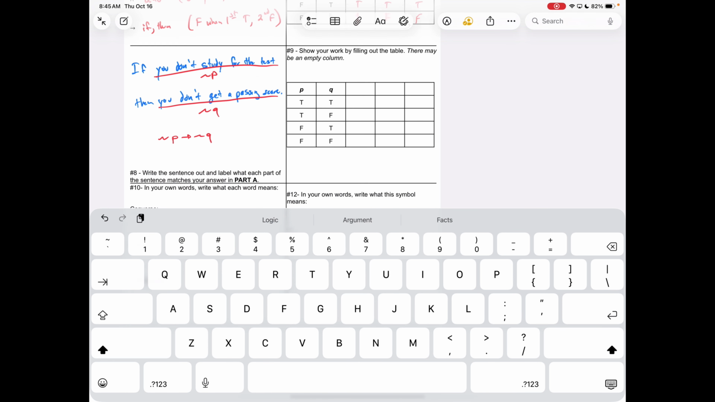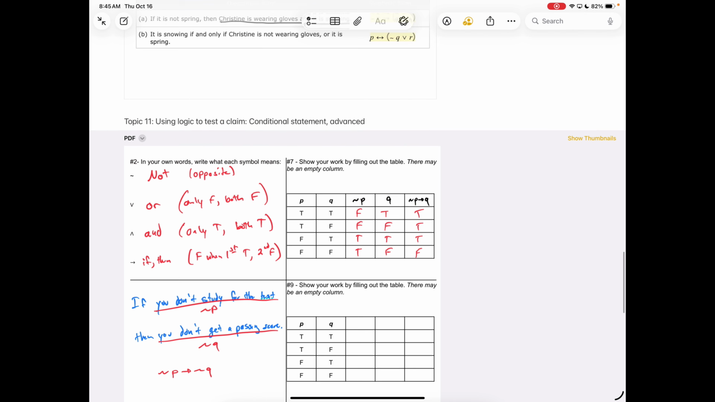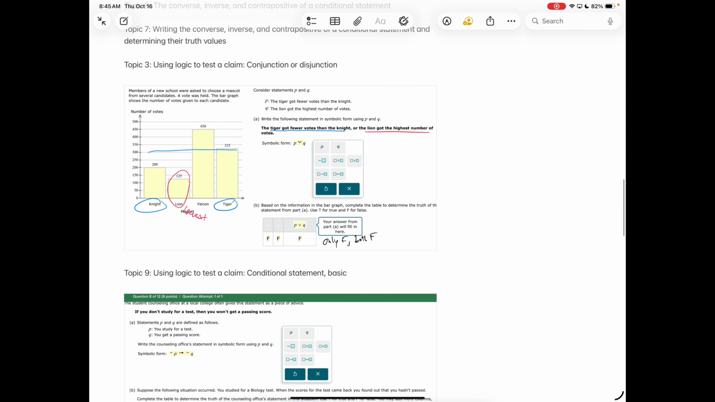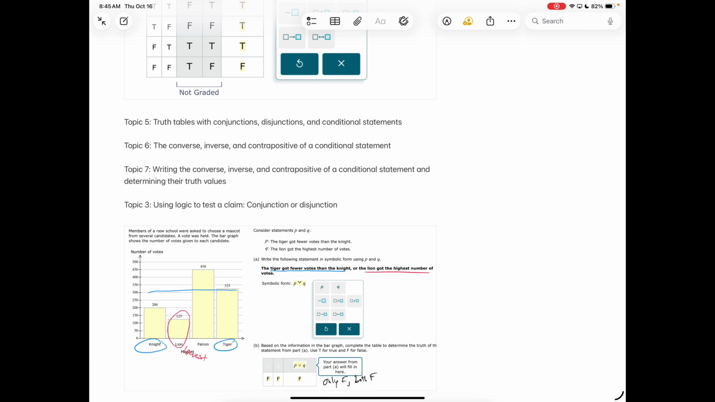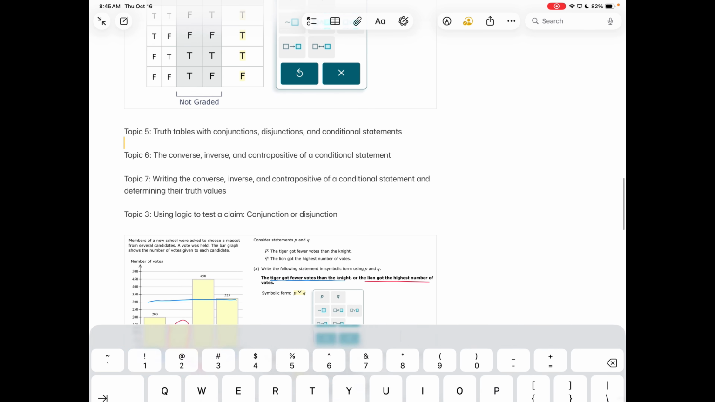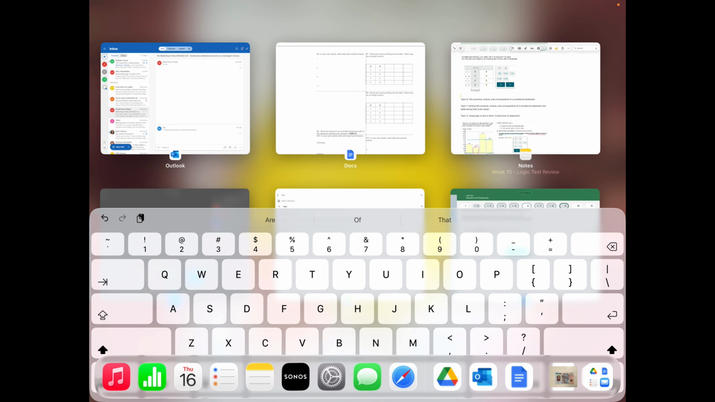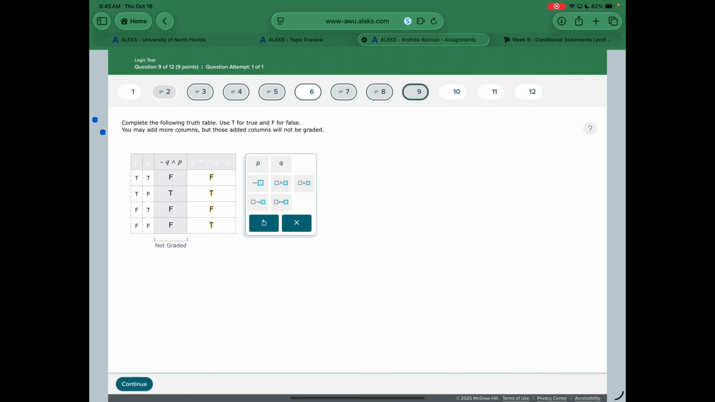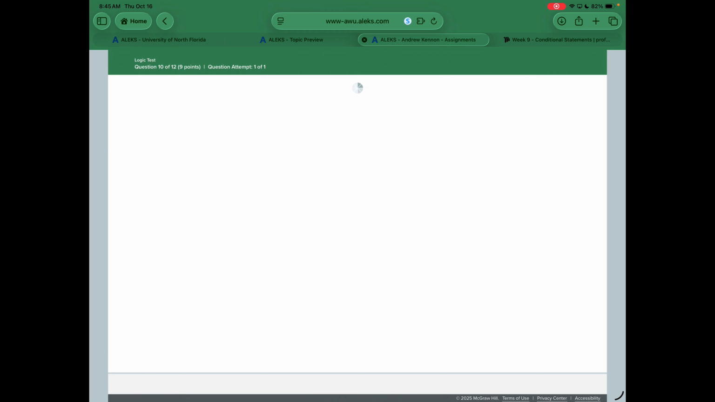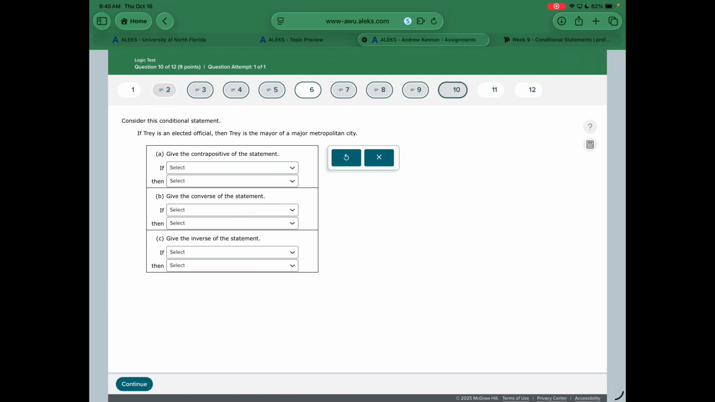Sorry, just trying to get these all in the right spot here. Probably this one. Number 10 is what we did today.